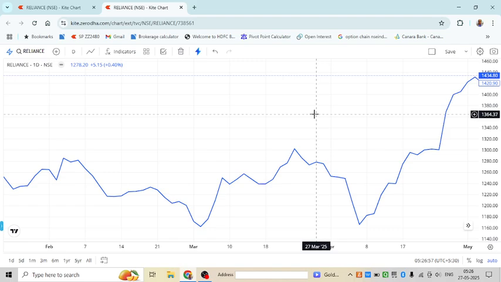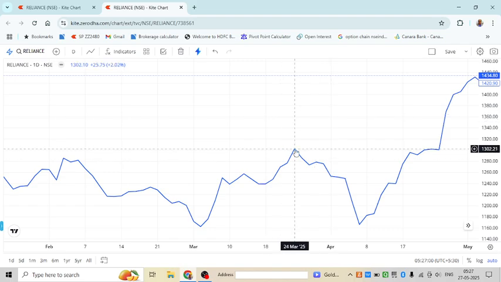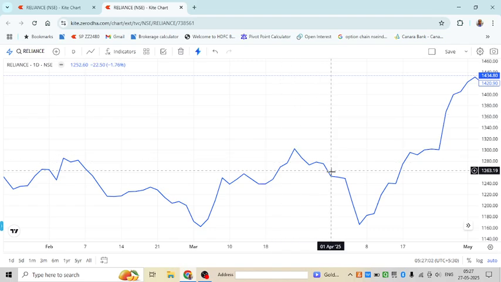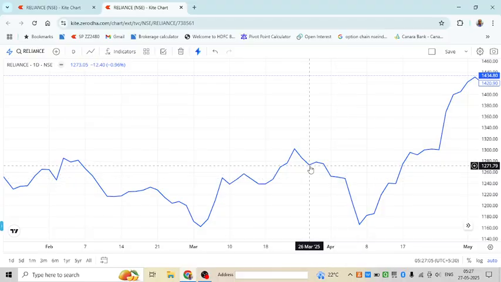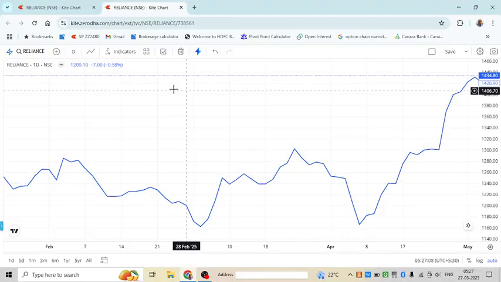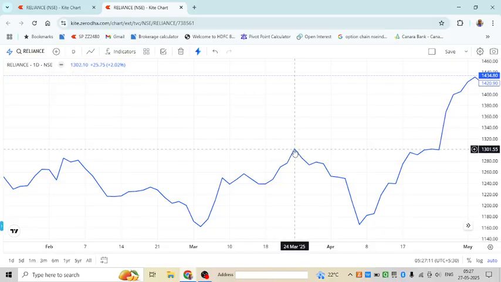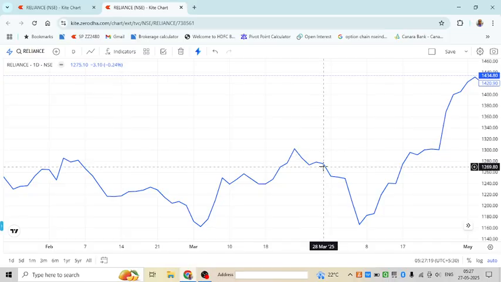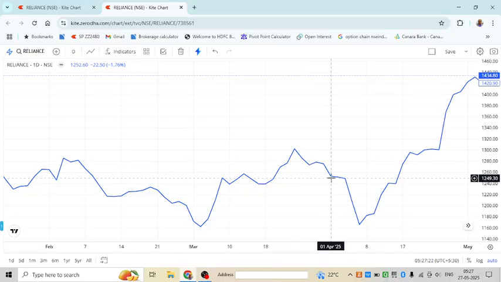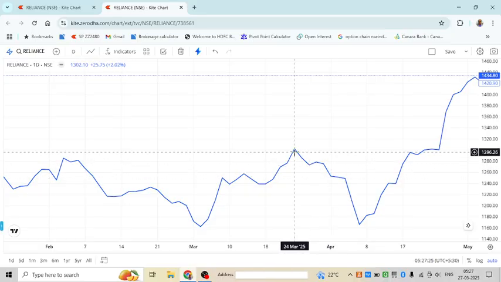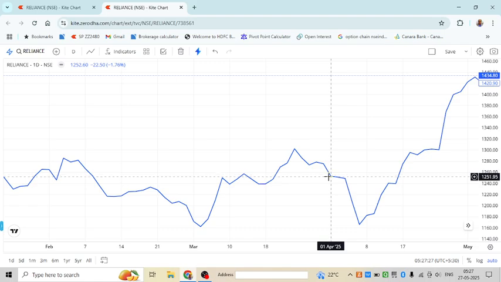When the line chart makes this high, this lower high, this lower high, this low and this lower low, whenever we find this in the line chart, or in a closing chart, that is, lower highs and lower lows, this combination tells us there is a chance that the particular stock may be bearish.